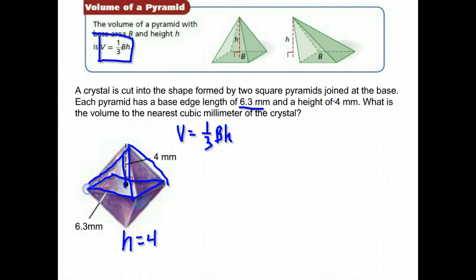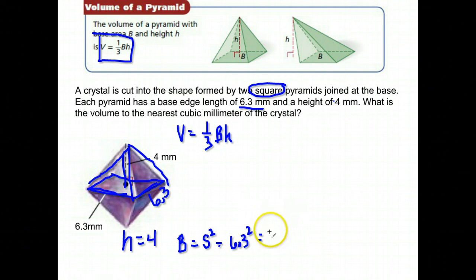the base. Now the base was a square. Right here, notice it says we had square pyramids, and the side length for that square is 6.3. So for the area of our base, the area of a square, you square the length of a side, or take the length times length. We would have 6.3 times 6.3, which is what 6.3 squared means. And that gives me 39.69. So I just put 6.3 times 6.3.